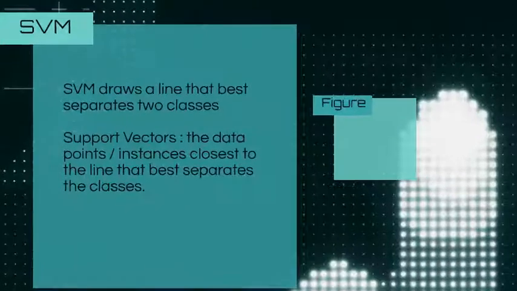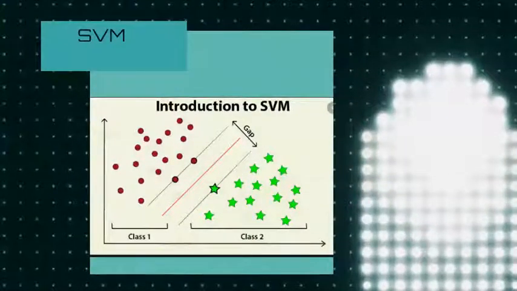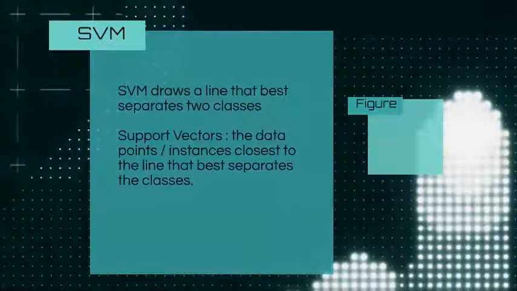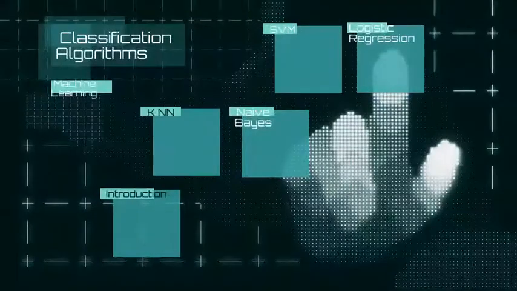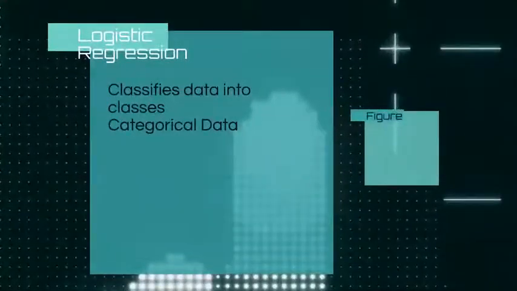This will be clear with the help of this figure showing what support vectors are. You can see this star and these two circles. These are support vectors because they are very near to this support line. This is what a support vector machine does: it draws a line that separates these two classes, class 1 and class 2. And these support vectors really help you determine to which class the new instance would belong. Okay. So now we move on to another classification algorithm, and that is logistic regression, which is mostly used.